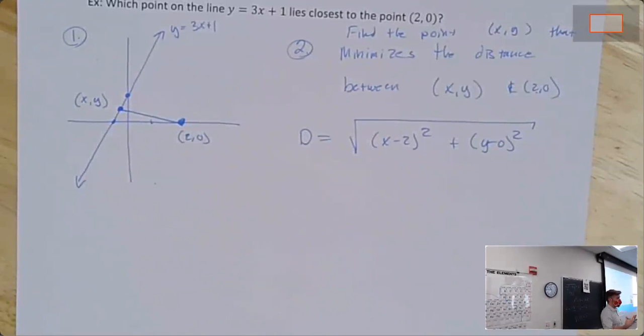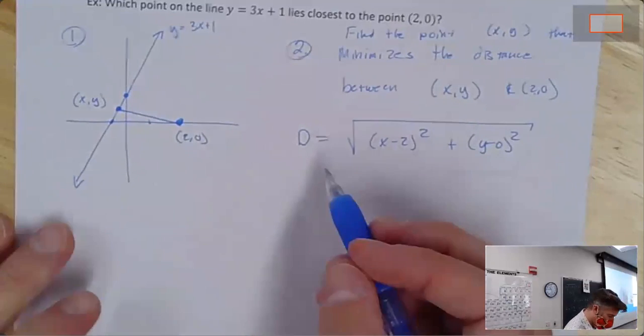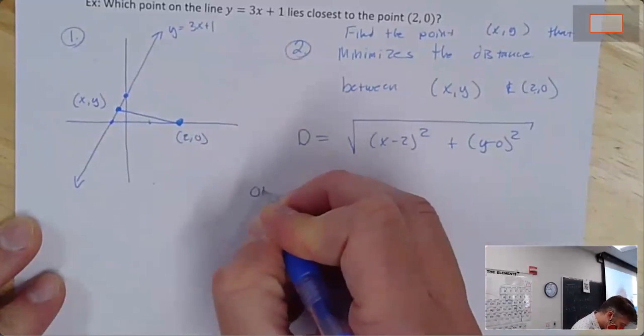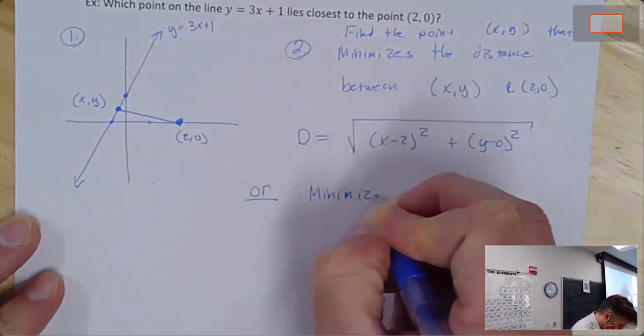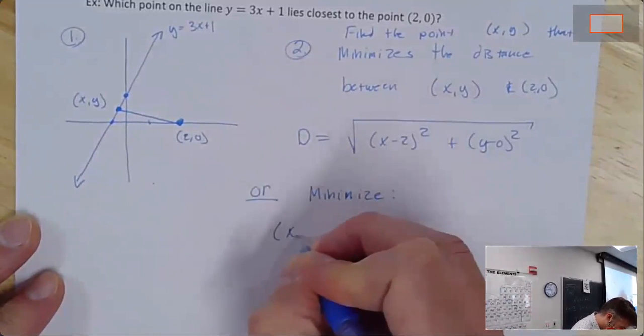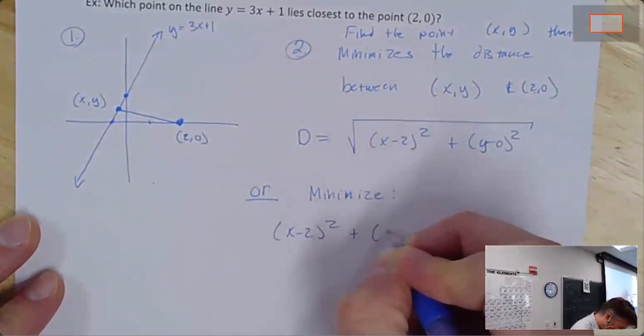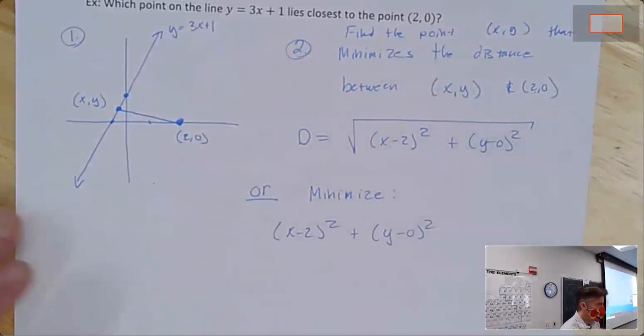As the inputs get smaller, the outputs get smaller. So all we have to do is make the input as small as possible. In other words, instead of minimizing this, we're going to minimize the insides: x minus 2 squared plus y minus 0 squared. And it will achieve the same result.